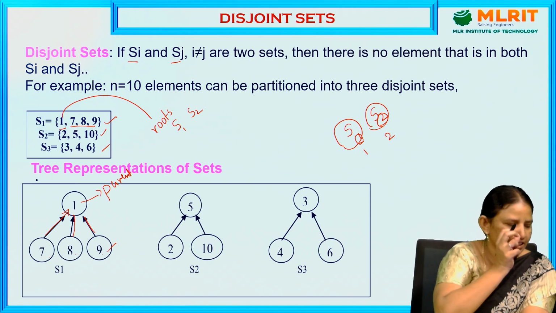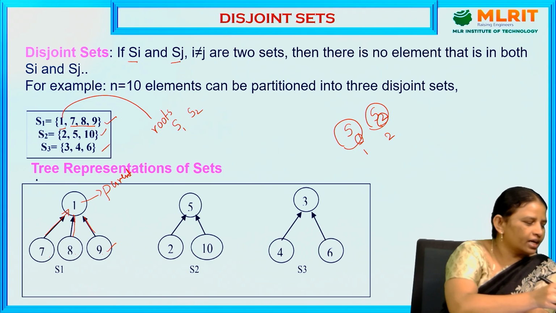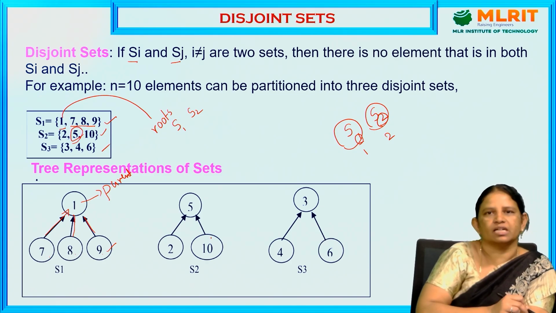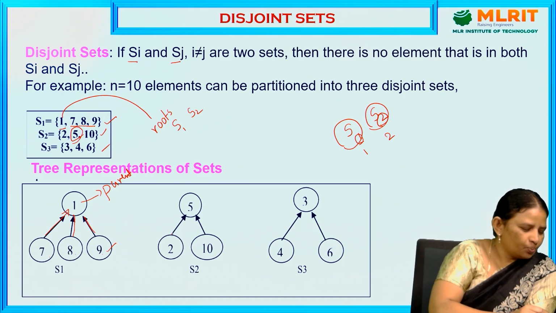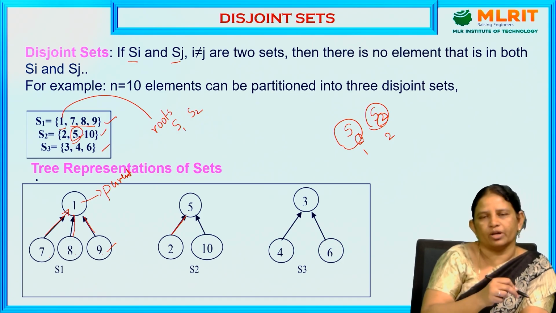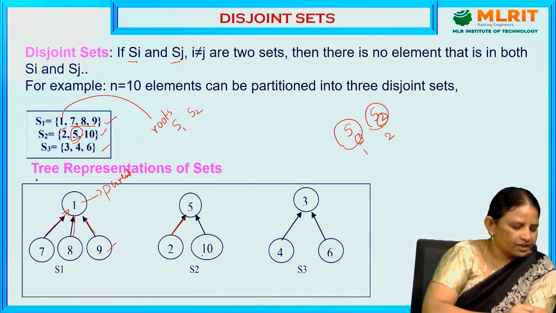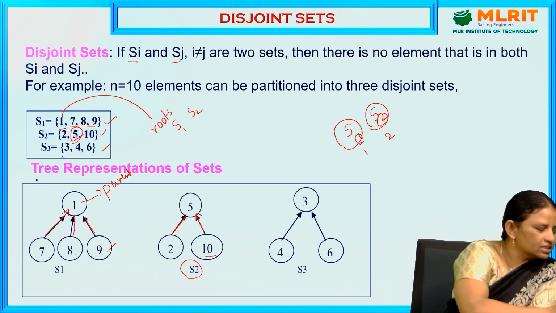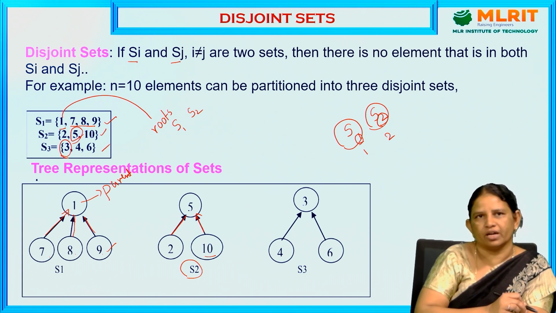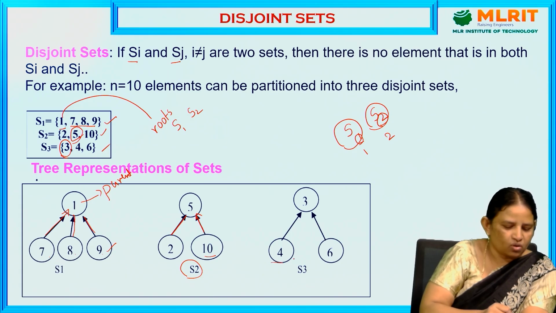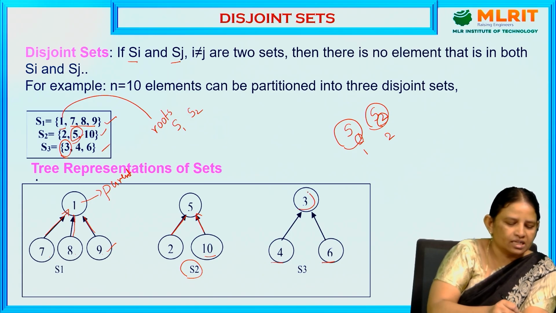Consider the next set, 2, 5, 10. Here we can take any one as a parent, say 5. The remaining two elements are children of the set. That means 2's parent is 5, denoted by an arrow in the upward direction. Same way, 10's parent is 5. That is the second set. In the third set, again 3 is considered as a parent. The remaining two elements, 4 and 6, are the children of the set. So 3 is the parent.